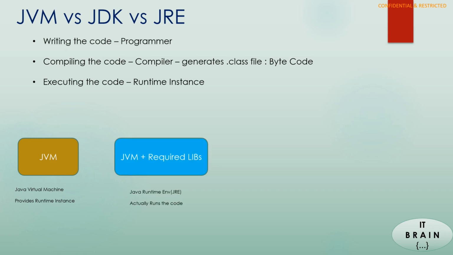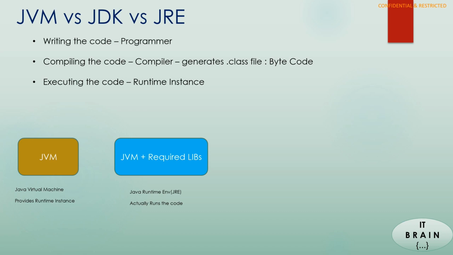The next one is JRE, which is nothing but the Java Runtime Environment. JRE is basically the JVM plus some other required libraries, like if you would like to run applet-based code or have browser-specific support, those different libraries are included on top of the JVM, and that's what is encapsulated in the Java Runtime Environment. This is only used to run the code. That's what it does.